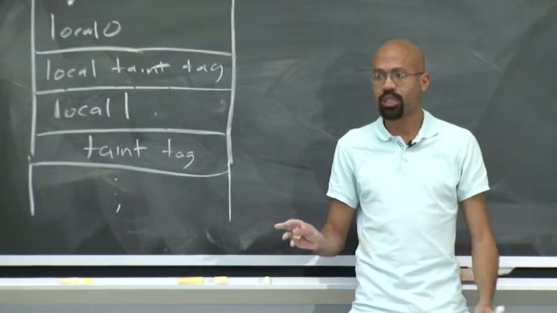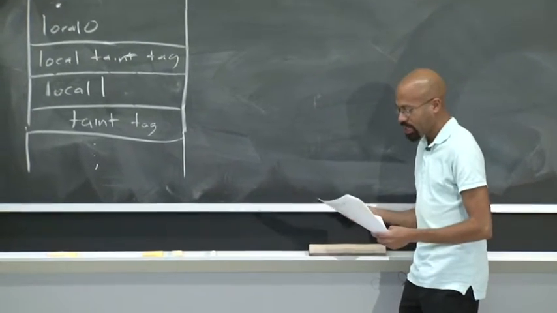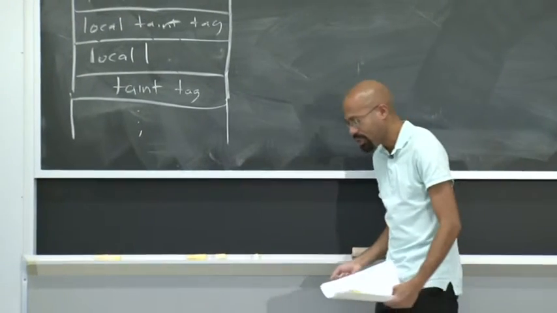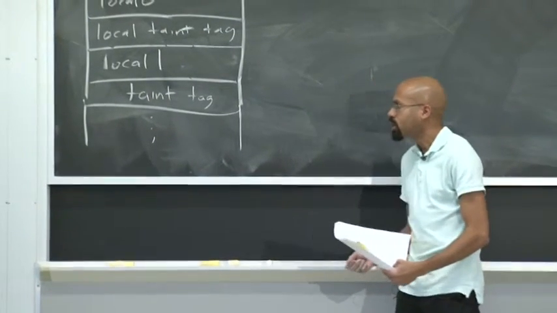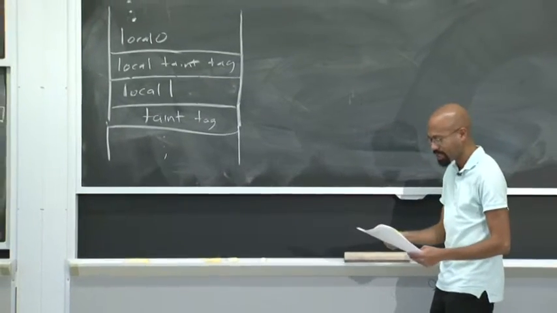OK, so any questions up to this point? So I think the rules for how information flows through the system are fairly straightforward. As we were discussing, it's basically taint from the right-hand side goes to the left-hand side.